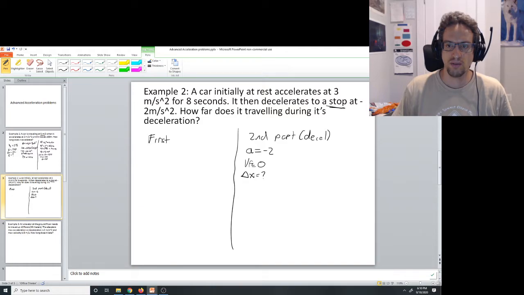But here's the problem. I only have 2 variables, and we know we need 3. Always need 3. So where's my third variable? I don't have it. So let's go back to that first part. I know it's not actually what we're trying to solve for, but what information do I have here? Well, initially at rest, that's v initial equals 0. We've got an acceleration of 3, and a time of 8.